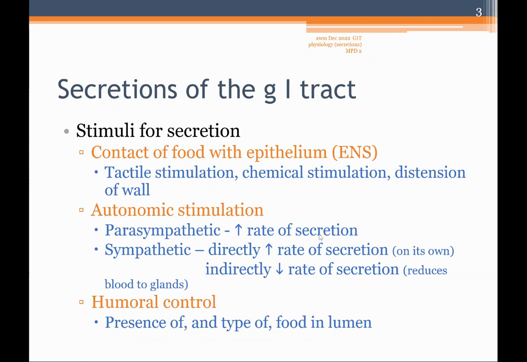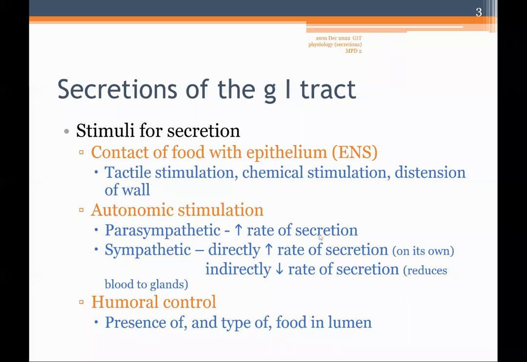Then you also have indirect results from stimulation of the sympathetic nerves. This is because when you stimulate the sympathetics, you're going to get vasoconstriction. When you reduce the blood flow to the gland, you're going to reduce the activity of that gland. So that's an indirect method. So that's why you have the two. So that is stimulation of the autonomic nerves.